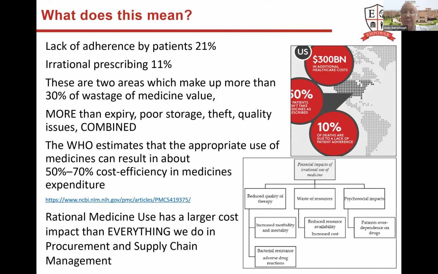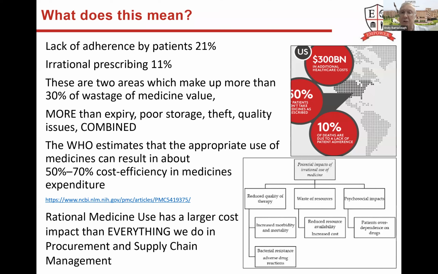These two areas make up 30% of the 70% wastage. More than expiry, poor storage, theft, and quality issues all combined. It's the biggest area of wastage. And if I can improve those areas, I can improve my medicine efficiency by 50 to 70%.